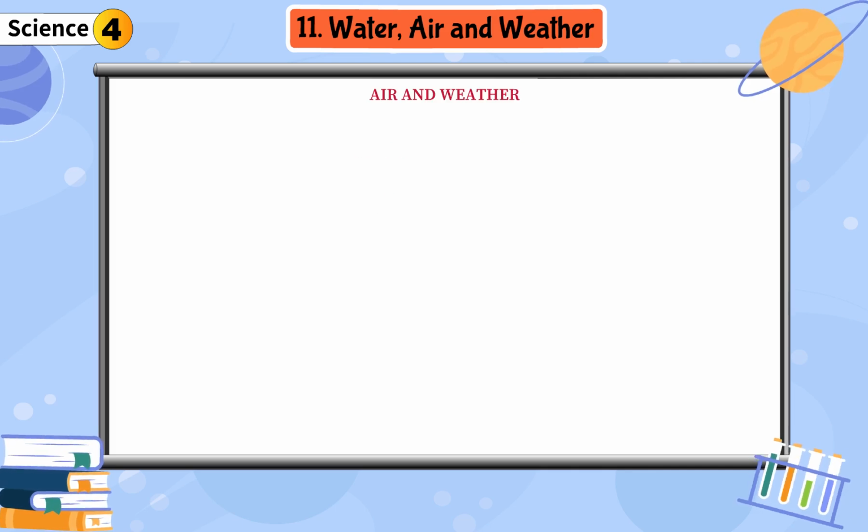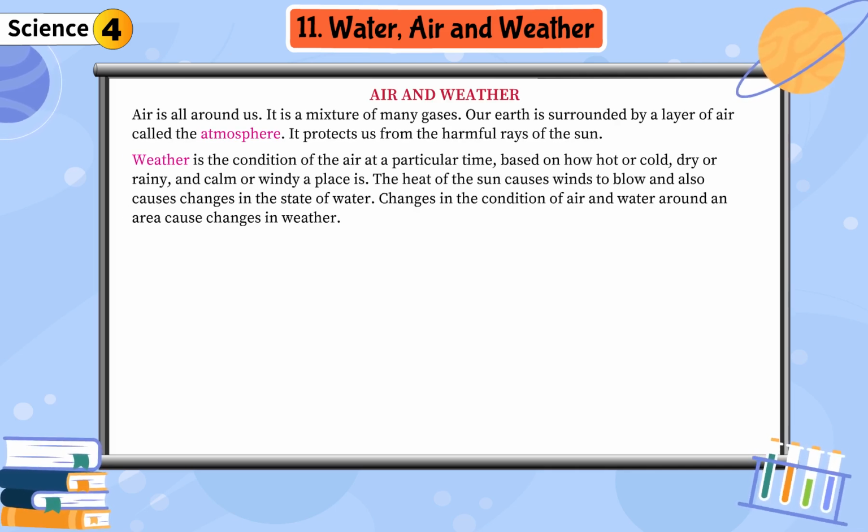Air and weather. Air is all around us. It is a mixture of many gases. Our Earth is surrounded by a layer of air called the atmosphere. It protects us from the harmful rays of the sun. Weather is the condition of the air at a particular time, based on how hot or cold, dry or rainy, and calm or windy a place is. The heat of the sun causes winds to blow and also causes changes in the state of water. Changes in the condition of air and water around an area cause changes in weather.